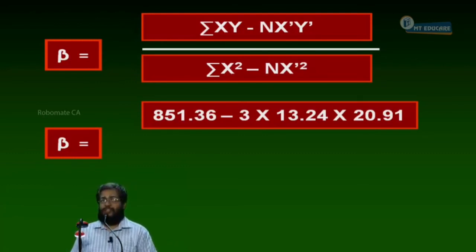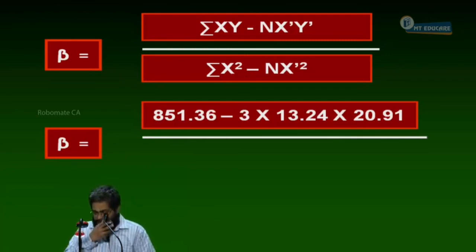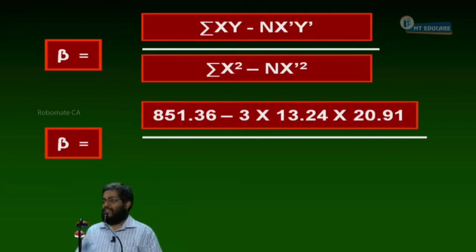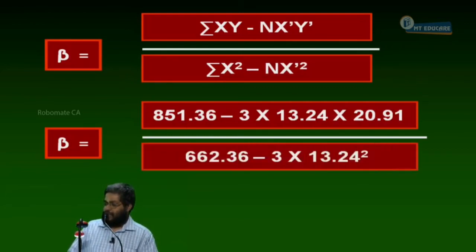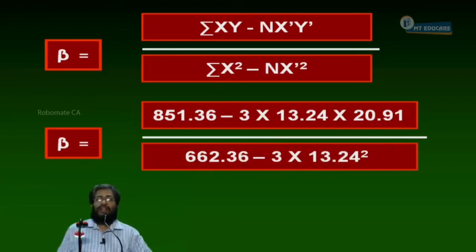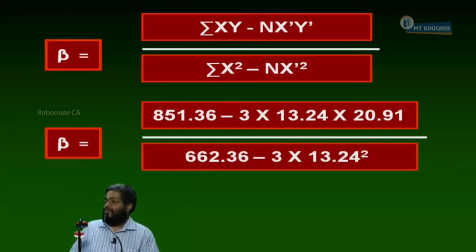Accept or not? Whole divided by, what is sigma x squared? Please tell me. 662.36. 662.36 minus 3 into, what is x bar the whole square? 13.24 the whole square. 662.36 minus 3 into 13.24 the whole square. Everybody, are you following? The square is only for 13.24, not for 3. Okay, please. Everybody calculating it?